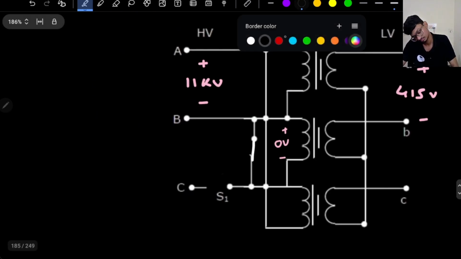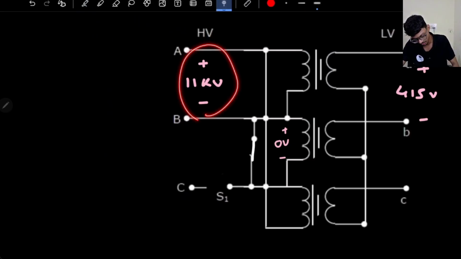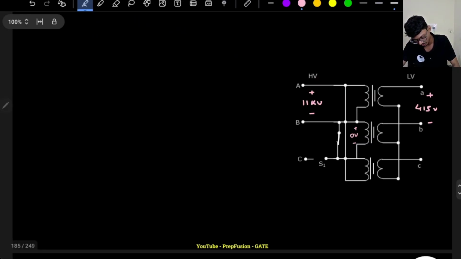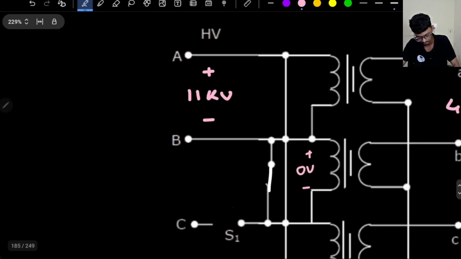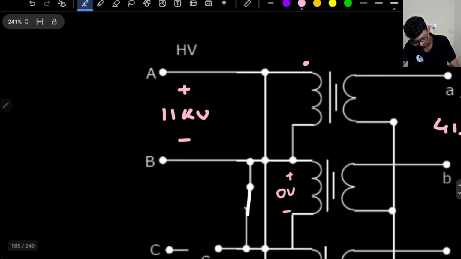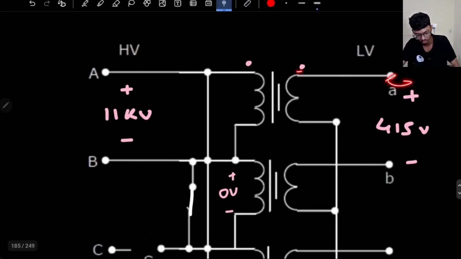So this will be 11 kilovolt. They have not mentioned any dots. That is actually a bad thing, but we'll assume a dot, because they are asking us for the magnitude only. The assumption is always that the input terminal will be the dot, and the output terminal will be the dot for the output side. That is only the assumption.